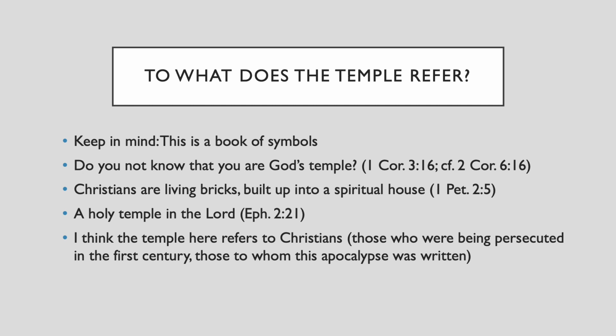And that's what I think the imagery is referring to here in chapter 11. The temple refers to Christians, those who are being persecuted in the first century. These are the very individuals to whom the apocalypse was written.